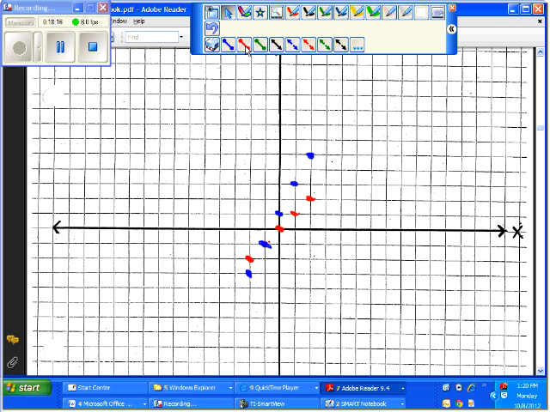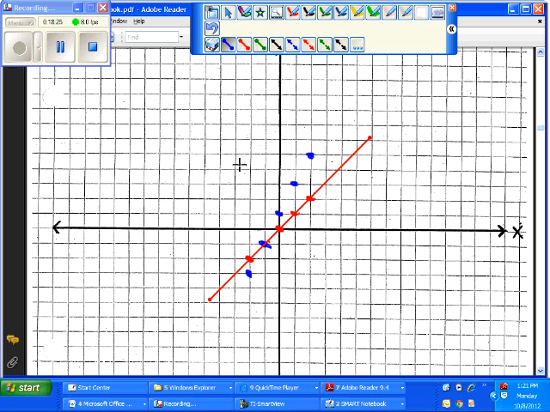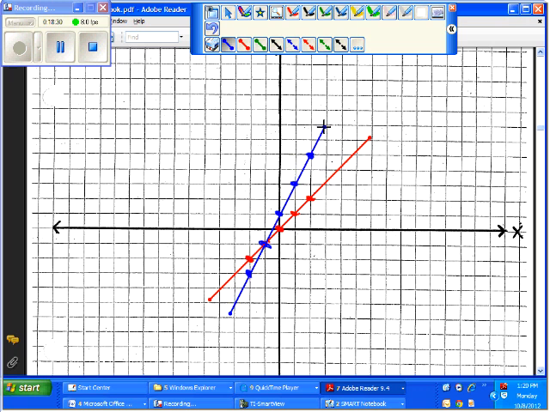My parent function line was here. The new line, y equals 2x plus 1, is right here. Now, we know that if we had y equals 2x plus 1, it would have shifted up 1 from the parent function. It did. And we know that since we had a 2, the line would get steeper.